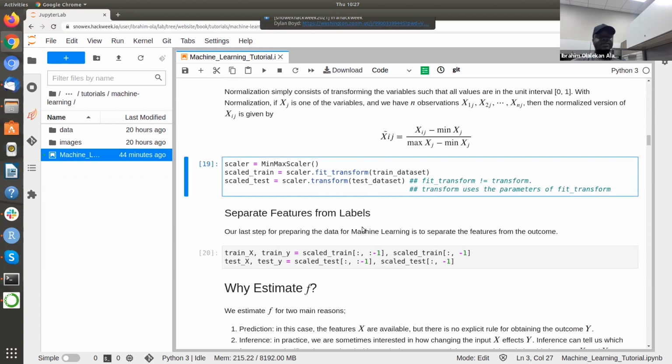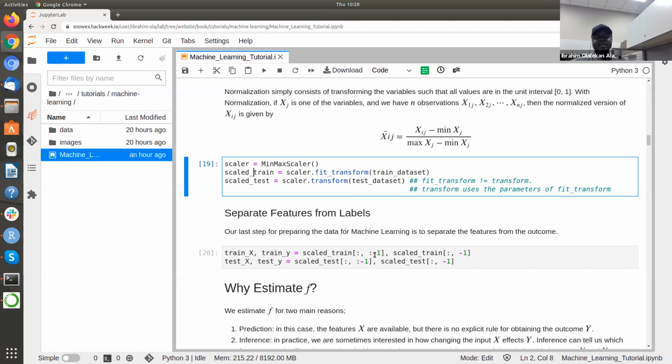So the final step is to separate the features and the labels. And here, it depends on the Python package you're using. I'm doing this because I'm using TensorFlow, and TensorFlow requires that you separate the predictors and the outcome. So that is why I'm doing this. Then I'm using my scaled train because I've transformed my variables here. And then I'm using my scaled test here because I've also transformed it right here.